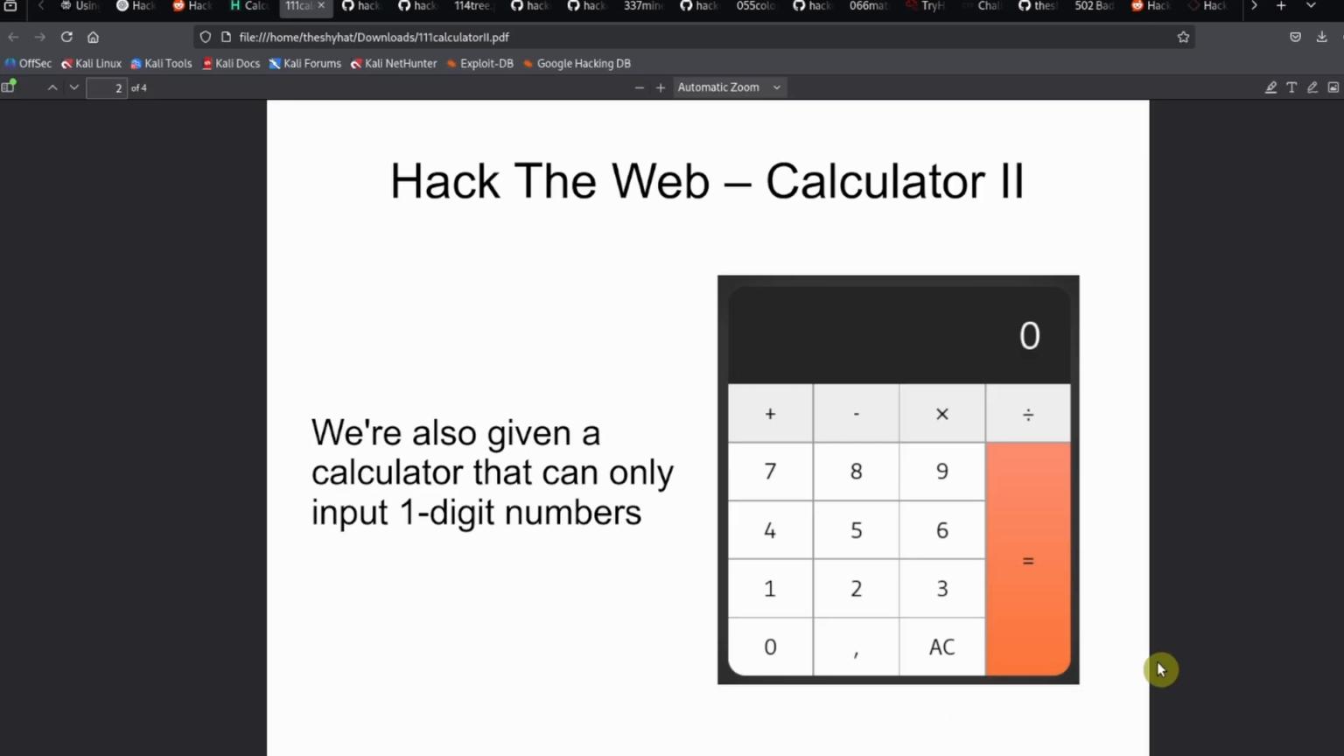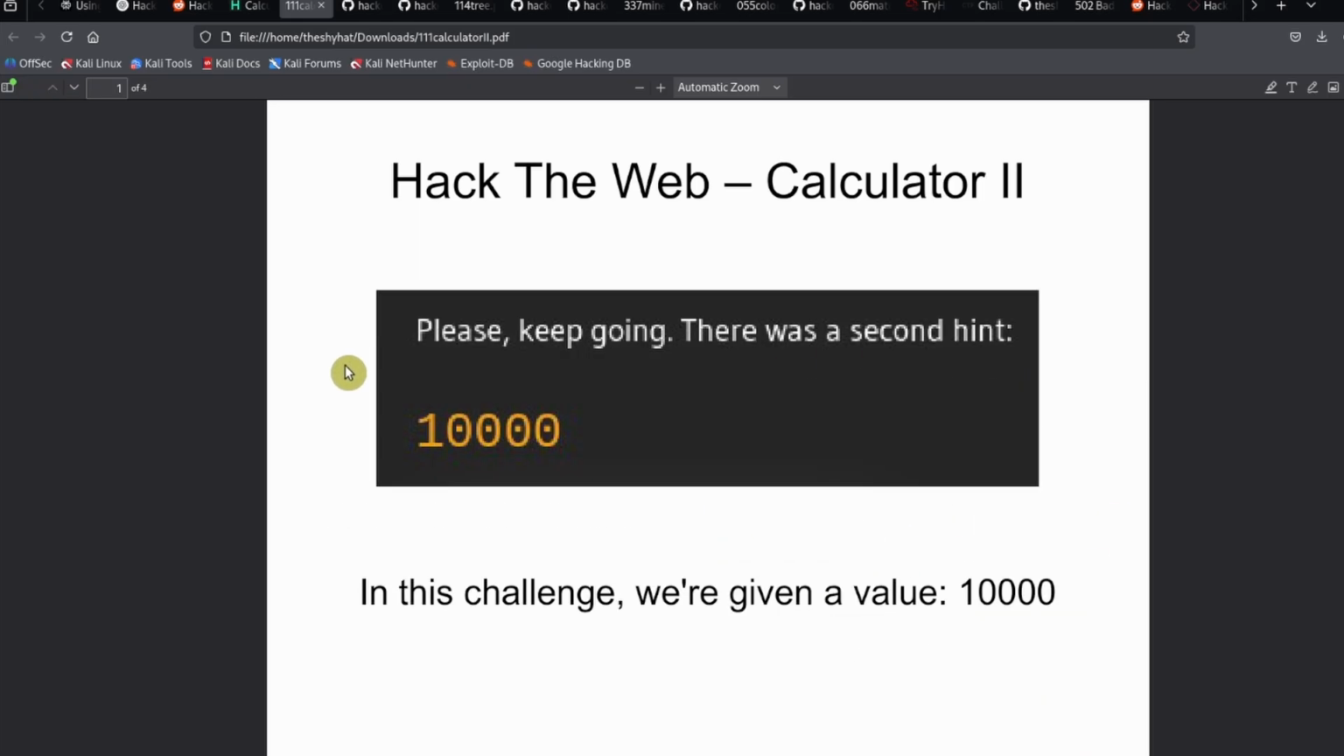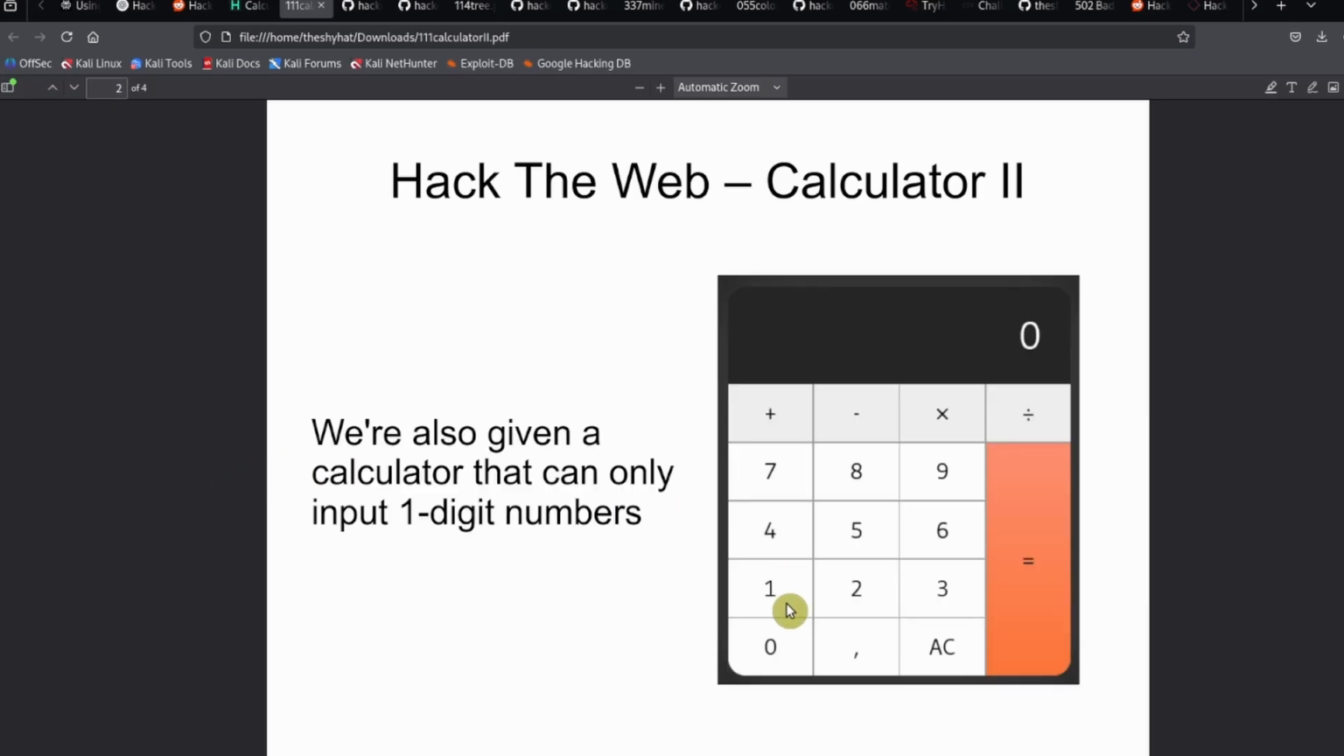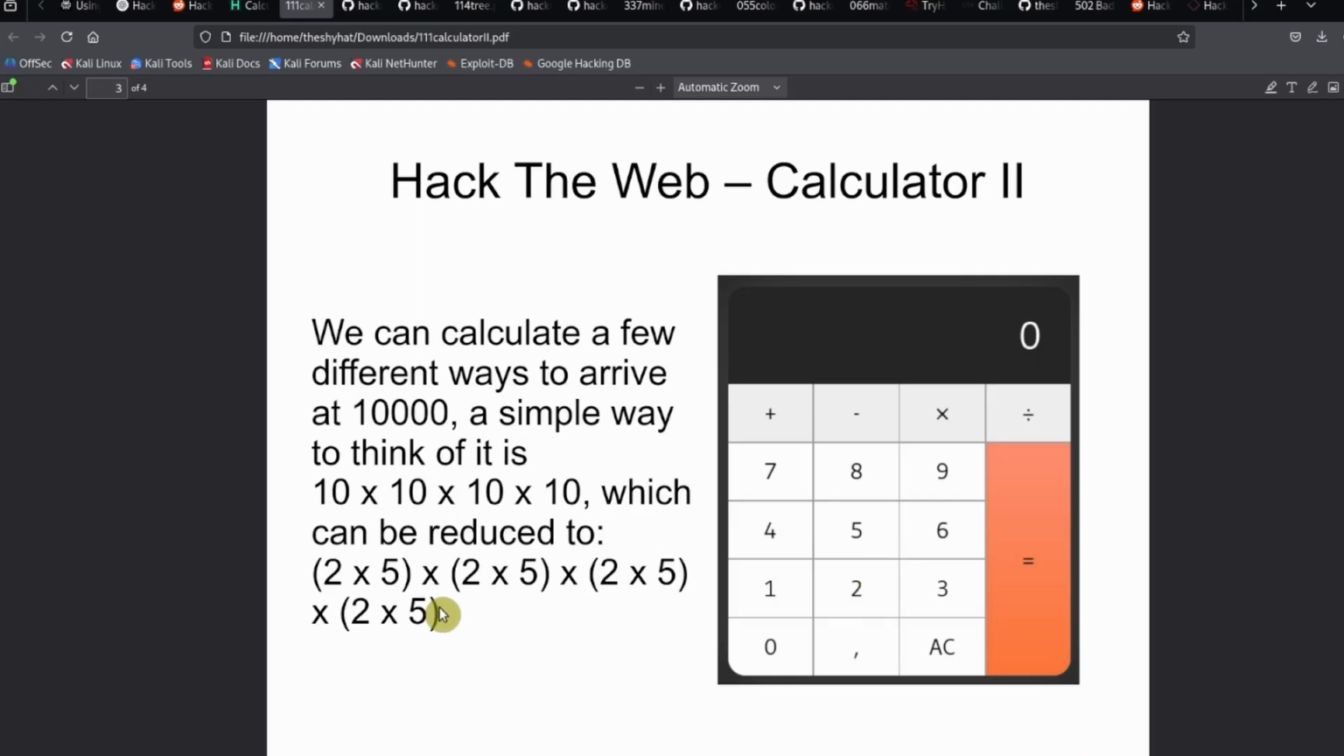So if you inspect the calculator, we need to press the buttons on the calculator, do the operations, in order to have it display the target number. In this case, the target number is 10,000, but we can only do one-digit calculations. So what we'd want to do is 10 times 10 times 10 times 10, or we could do 100 times 100 to get 10,000. But what we have to do here is put in one digit at a time.